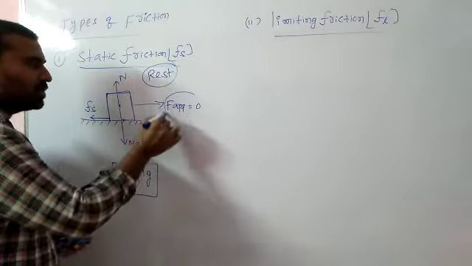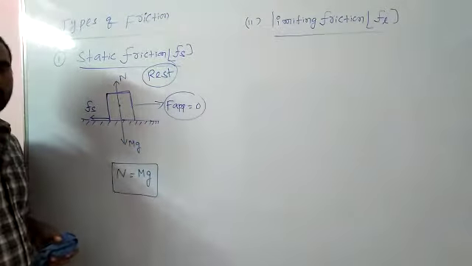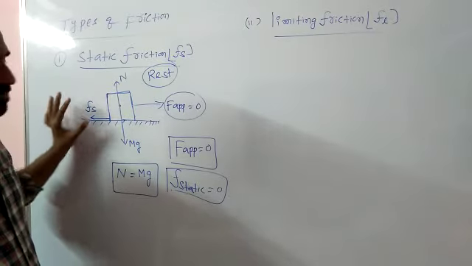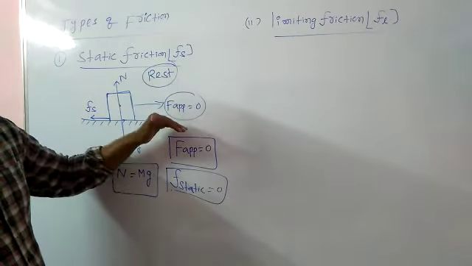If there is no applied force on this block, no friction is developed, and there is no friction between the body and the ground. When applied force equals zero, there is no friction between the contacting surfaces, so static friction is equal to zero. Whenever the force is applied to move the block, then only is static friction present. So when the applied force on the body is zero, the static friction between the block and the ground is also zero. There is no friction.